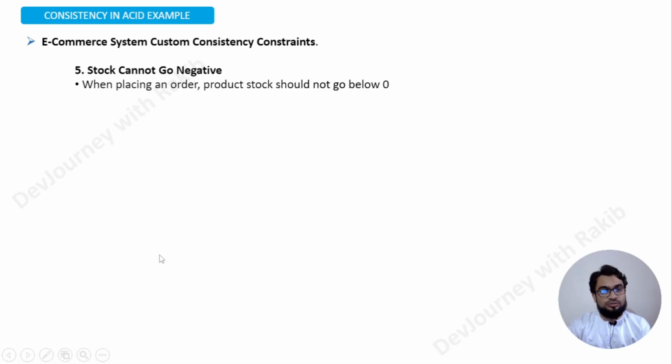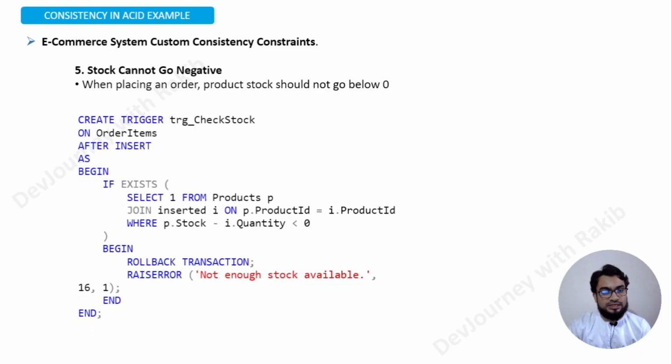And another e-commerce site, stock cannot go negative. When placing an order, product stock should not go below 0. So we can apply another trigger, and after insert, it will check the product table and join the inserted table and check the stock and the quantity. That should not go below 0.